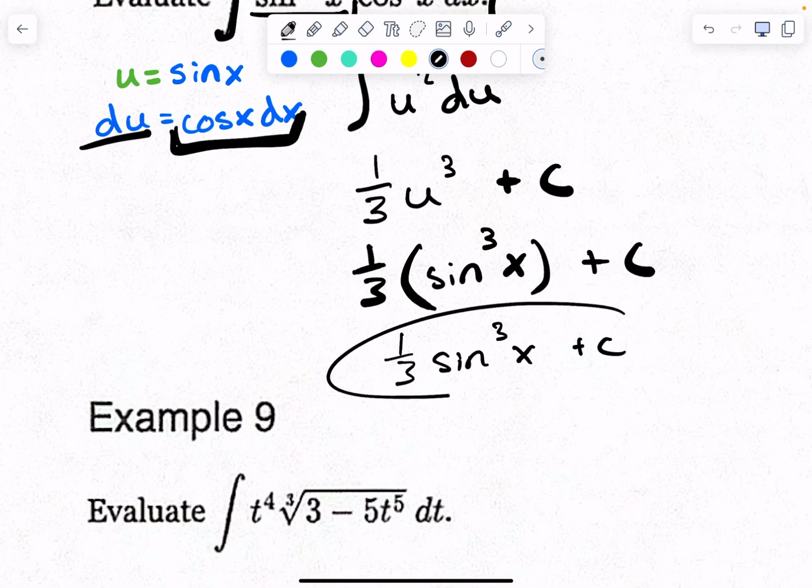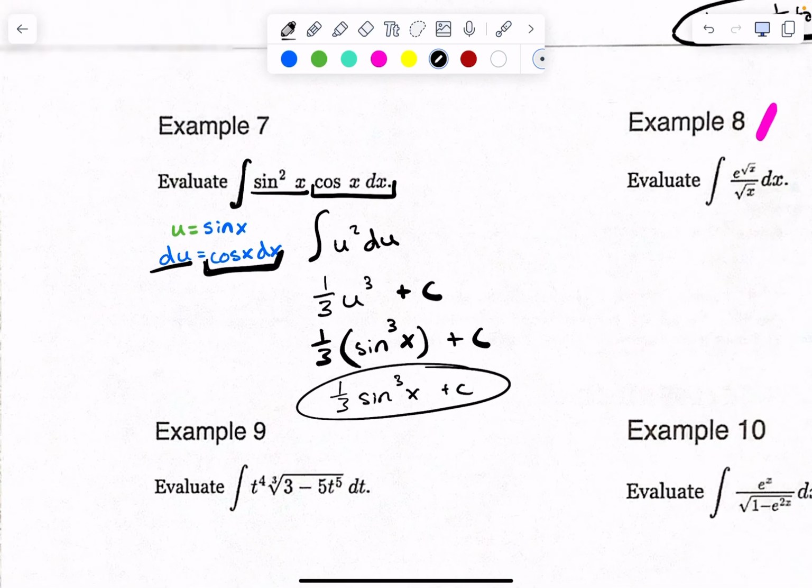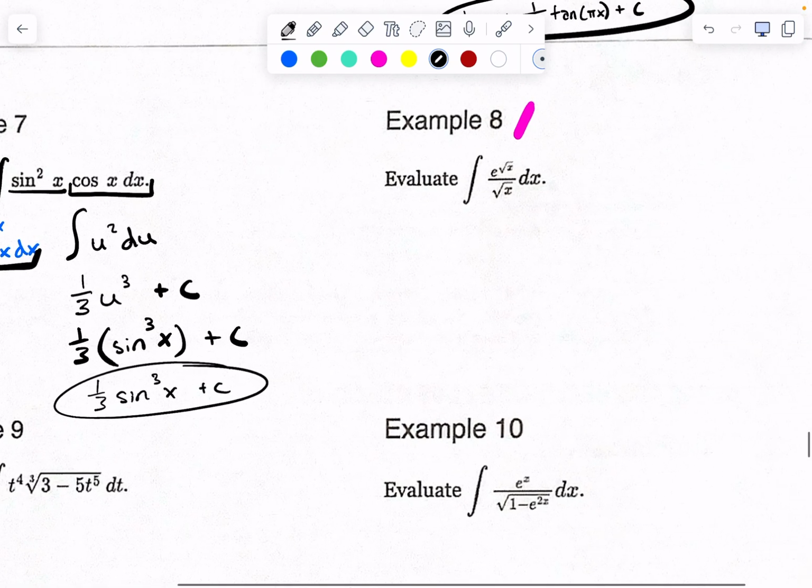Or you can have the parentheses. It's not wrong if you do put them. Do we have to do it after example 8? Yeah, we have to do it after example 8.